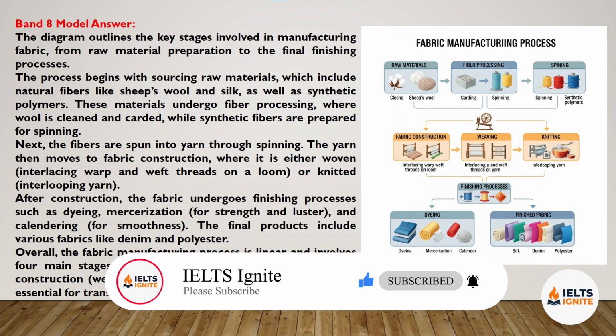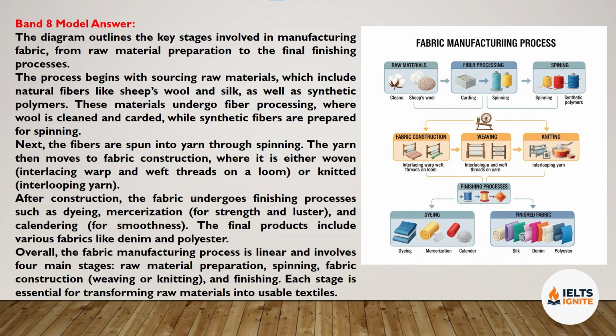Band 8 model answer. The diagram outlines the key stages involved in manufacturing fabric, from raw material preparation to the final finishing processes. The process begins with sourcing raw materials, which include natural fibers like sheep's wool and silk, as well as synthetic polymers. These materials undergo fiber processing, where wool is cleaned and carded, while synthetic fibers are prepared for spinning. Next, the fibers are spun into yarn through spinning.